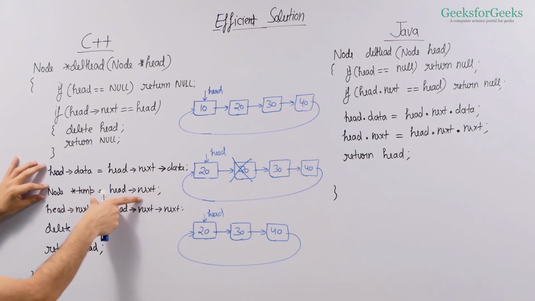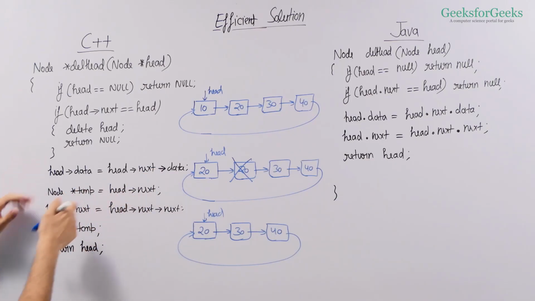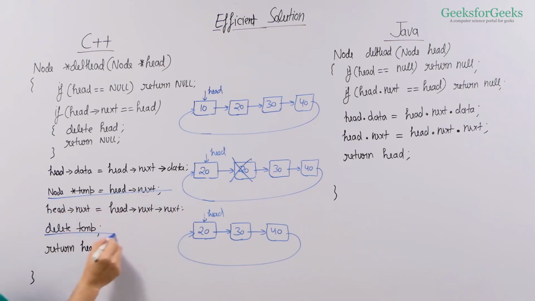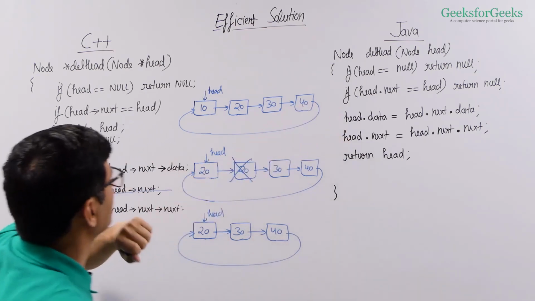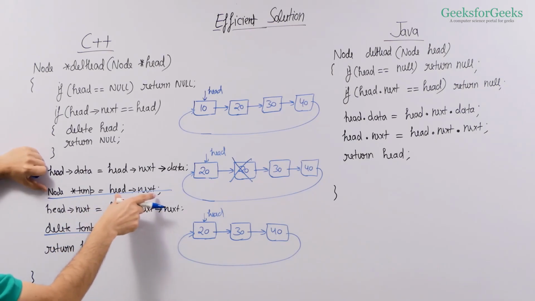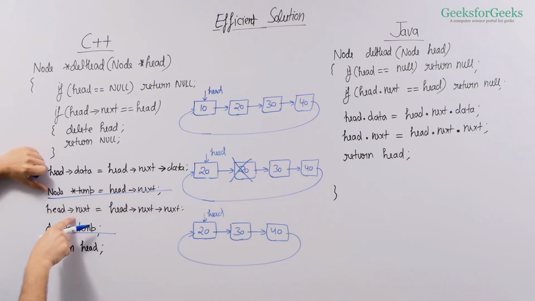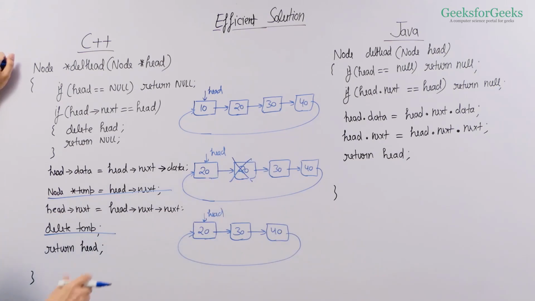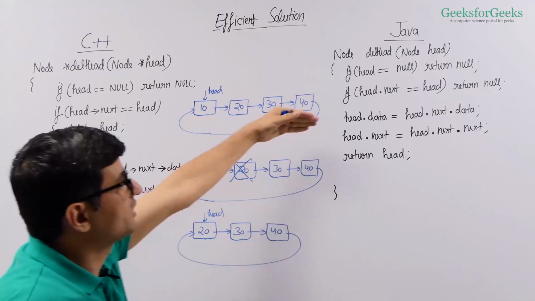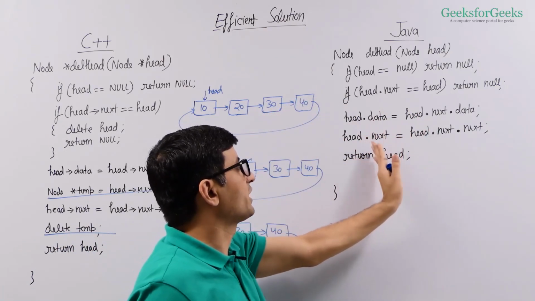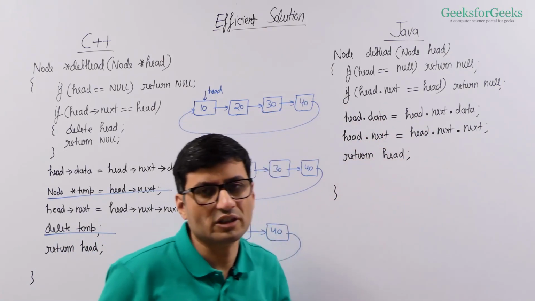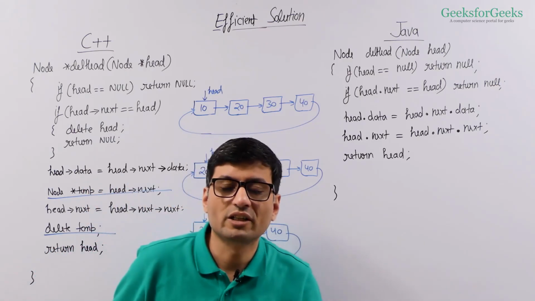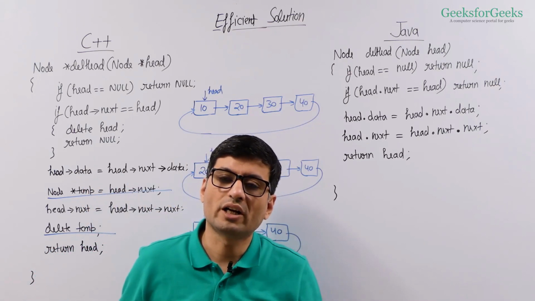And then we store the head next. This is what we do only in C++. So these lines are required only in C++. In Java, we don't have these lines to deallocate the memory. So we store head next into temp. Then we make head next equal to head next next. We need to basically remove this middle node, and then we delete the memory allocated to temp, and then we return the new head. And in Java, we're just copying the data and making head next equal to head next next, and returning the head. So this is a tricky and efficient solution to delete the head node of a linked list.